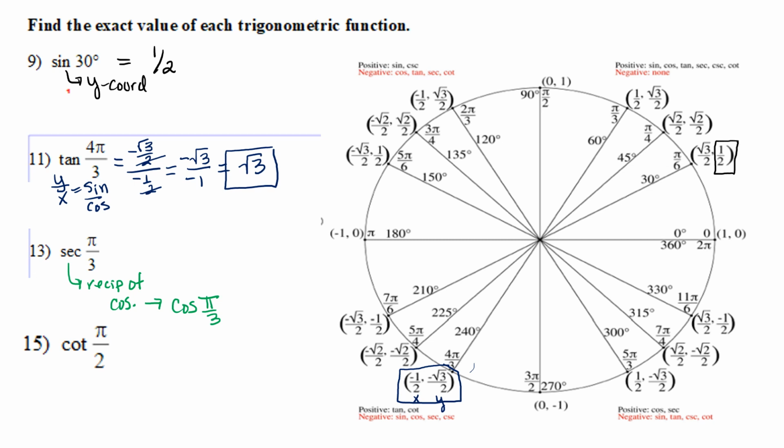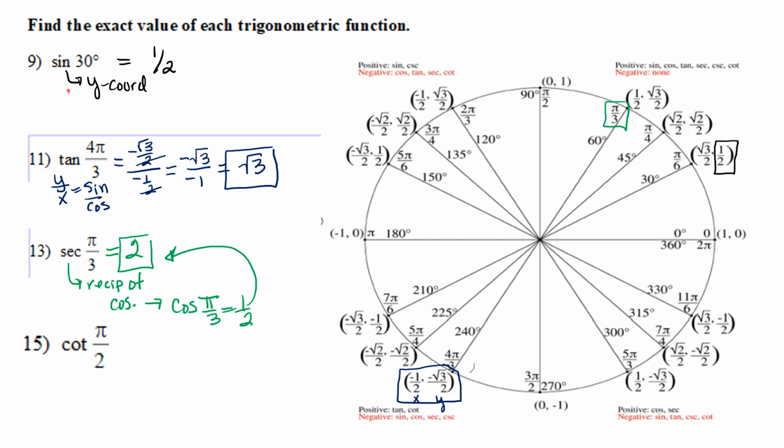So cosine is the x coordinate. So I'm going to go to pi over 3, which is in quadrant 1. That would be 60 degrees. And I need the x coordinate for cosine. So cosine of pi over 3 is 1/2. Therefore, its reciprocal, if I flip that upside down, secant of pi over 3 would be 2 over 1, or just 2.